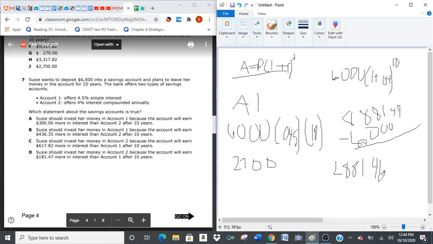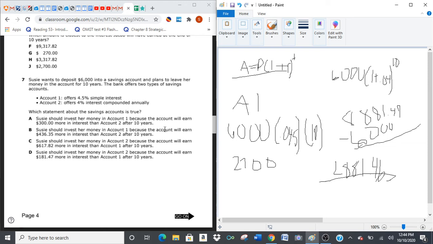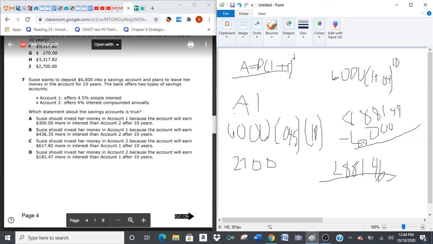All right, so now we can read our answer choices. Which statement about a savings account is true? Susie should invest her money in account 1. Well, I guess first off, if she's investing her money, which one does she get a bigger return on? Yeah, this one's more. So we can automatically cancel out A and B, because it says she should invest in account 1, which clearly she shouldn't, because with account 2 she got like $181 more. So that leaves C and D.